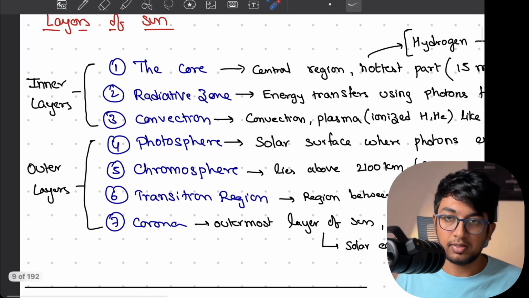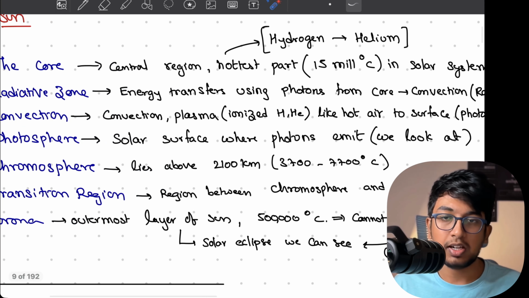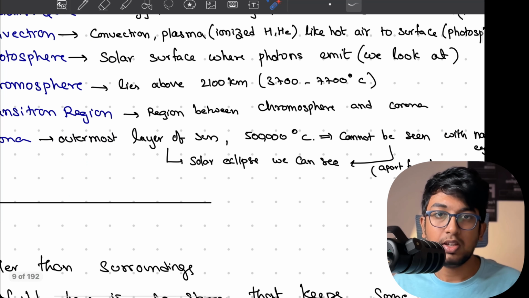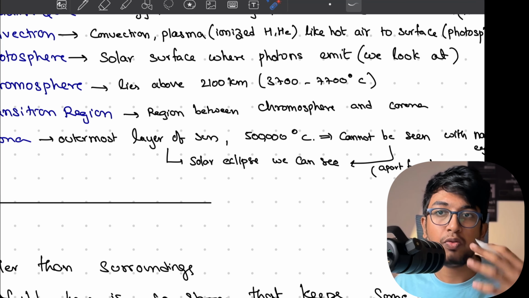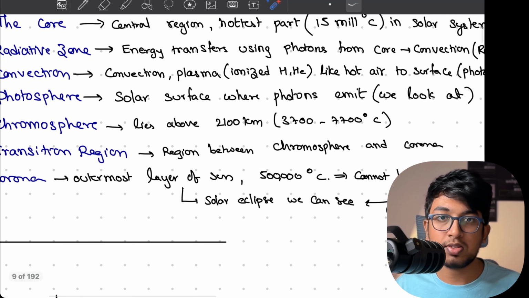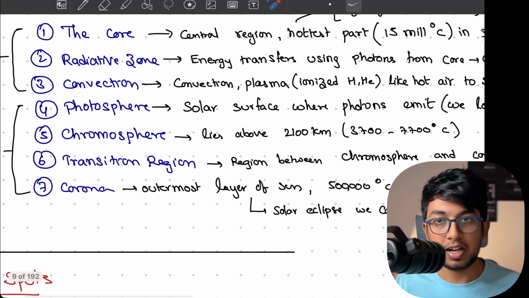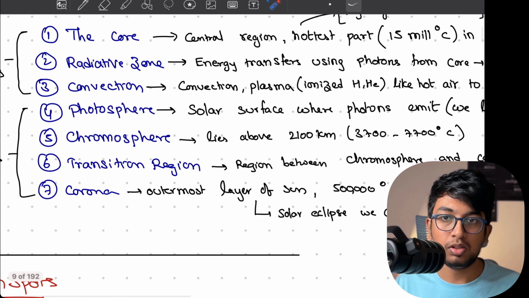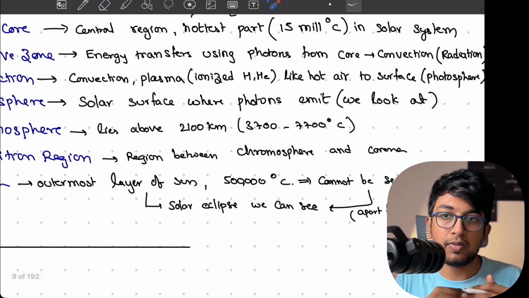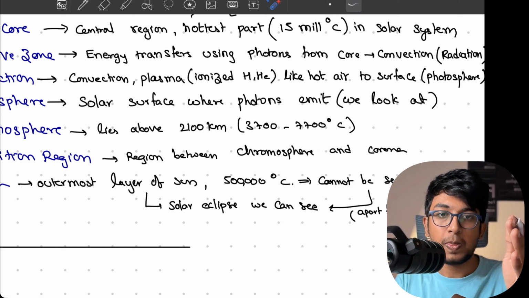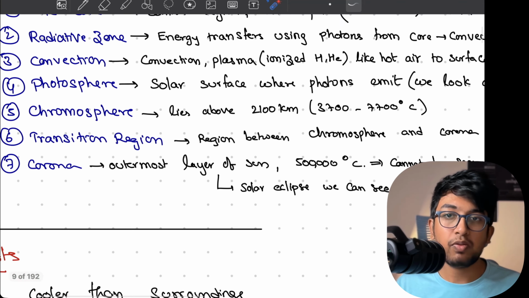Now the outer layer, the surface, is called the photosphere. This photosphere is the solar surface where photons are emitted. Whatever we see in the sun, it is the photosphere. But where the photons originate or come from the core, it is the radiative zone. The radiative zone is where the photons from the core, through convection, will be transferred to our photosphere. And then we have the chromosphere.